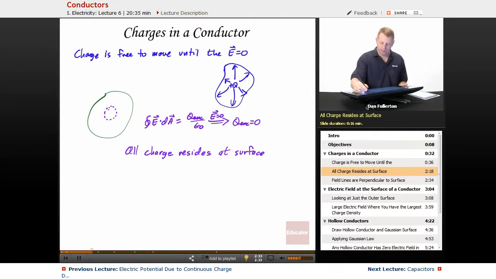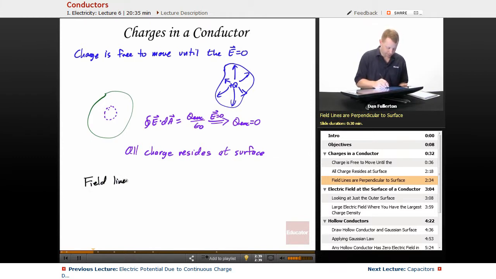Now, field lines are all going to run perpendicular to the surface. If they weren't perpendicular to the surface, there'd be some component that's parallel to the surface, and the charges would then move. And as we just said, the charges already moved in the conductor until the electric field is zero. So electric field lines have to intersect that conductor at 90-degree angles. They have to be perpendicular.